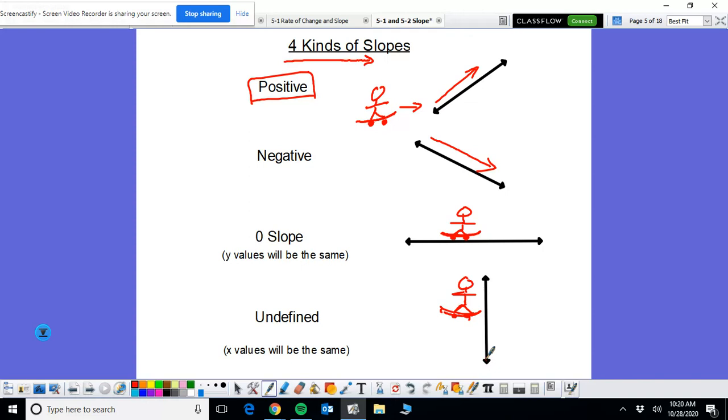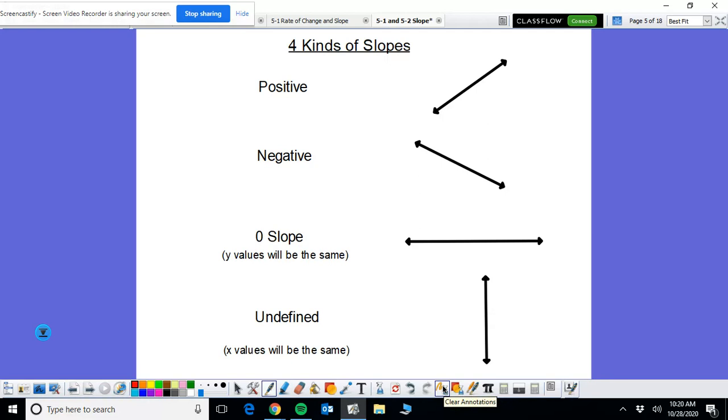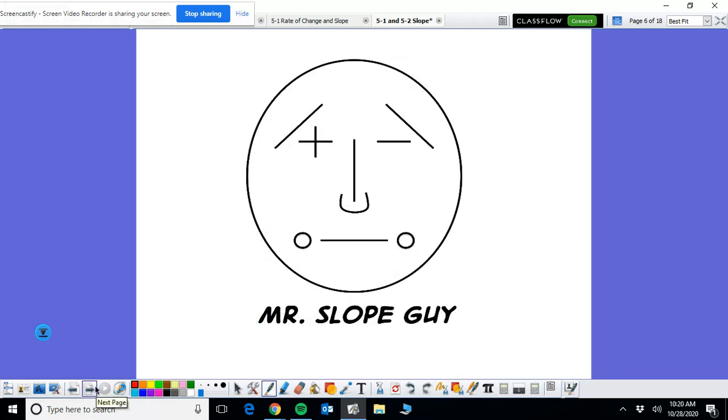All right, read slope like you read the words. Hopefully you take a pause on this screen. Make sure you have this down. I don't mind if you want to draw the skateboard guy as well. And if you really want to, it's up to you. You can pause the video right now and draw Mr. Slope Guy. It helps you remember. That's a positive slope. That's a negative slope. There's an undefined slope. And this is a zero slope. So if you want to draw Mr. Slope Guy, it's optional, but it might help you remember it.